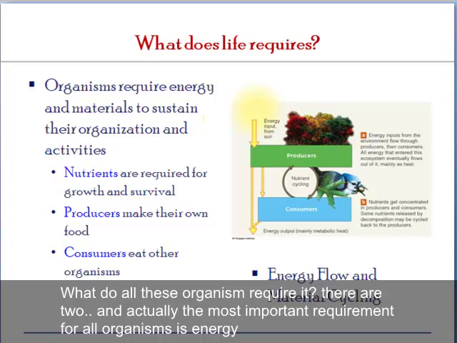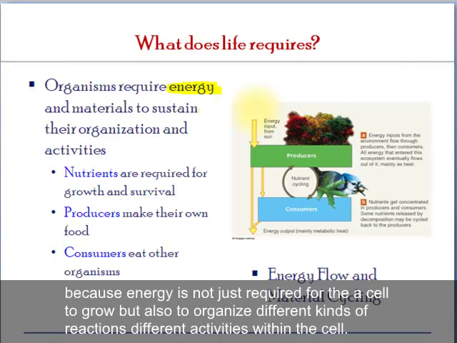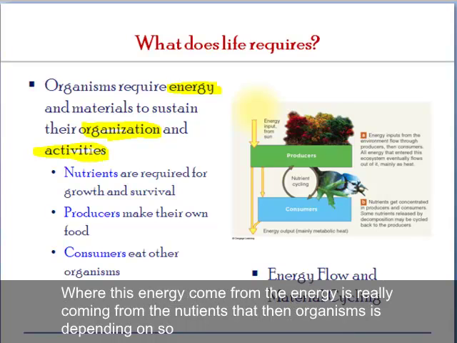What do all these organisms require? They're actually the most important requirement for all organisms is energy. Because energy is not just required for a cell to grow, but also to organize different kinds of reactions, different activities within the cell. Where does this energy come from? The energy is really coming from the nutrients that the organism is depending on.